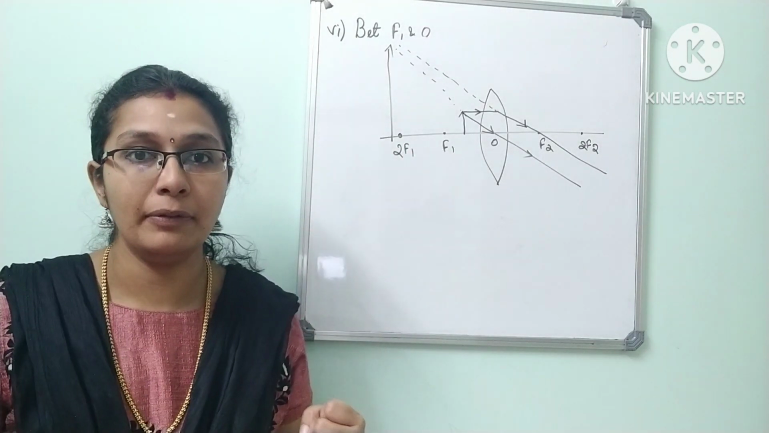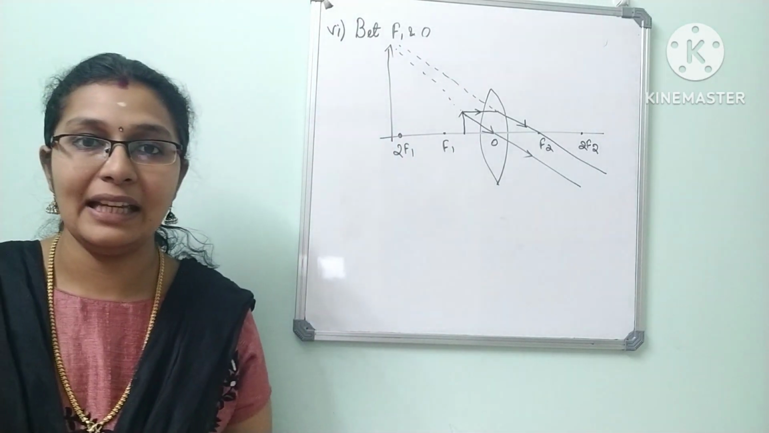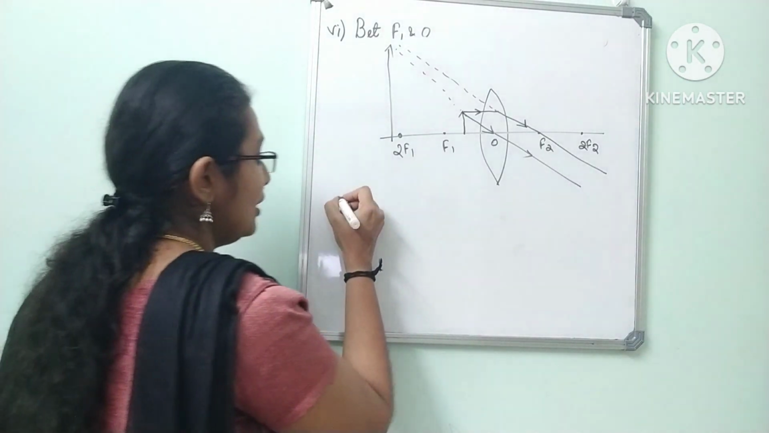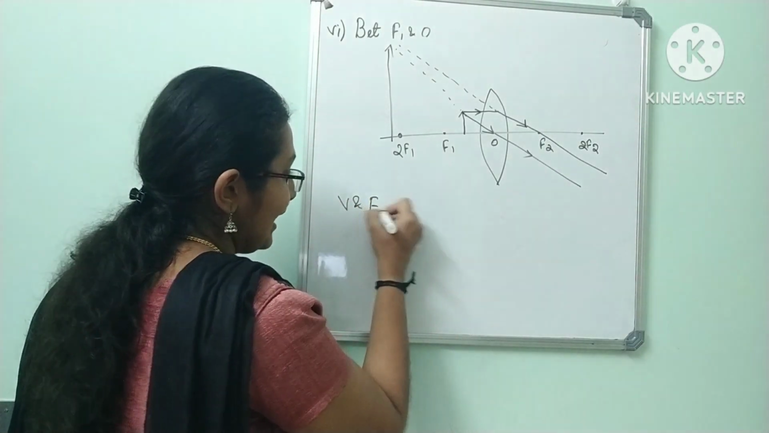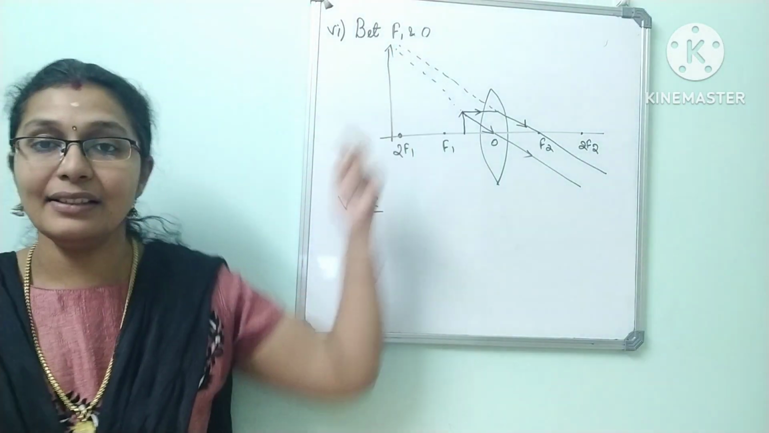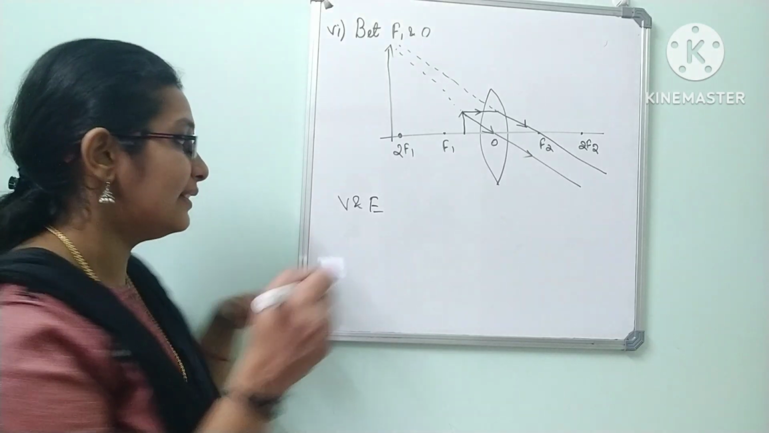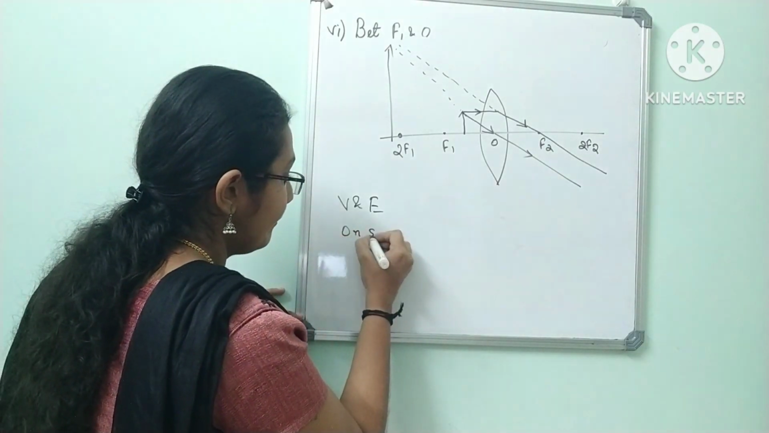So that is where your image is formed, beyond 2F1. The last particular case, between F and O: if you place the object there, what type of image will you get? Virtual and erect, right? Here it is virtual and erect. It is not formed on this side. Instead it is formed on the same side.